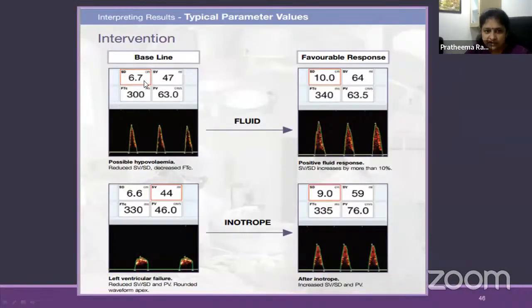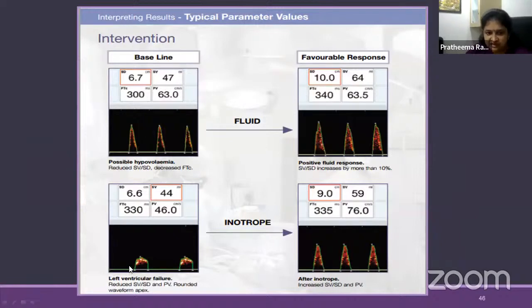How are we going to interpret it? This is going to be the baseline. If we give fluid and the stroke volume increases, then it is a favorable response. Yes, everything increases. We can see the FTC also increasing, and we see the graph. So for this, the diagnosis is possible hypovolemia. We give fluid and there is a positive fluid response.